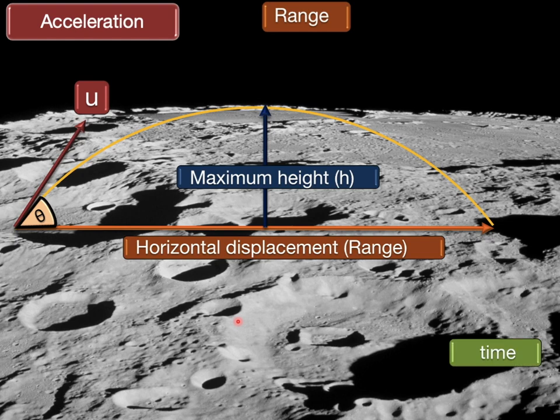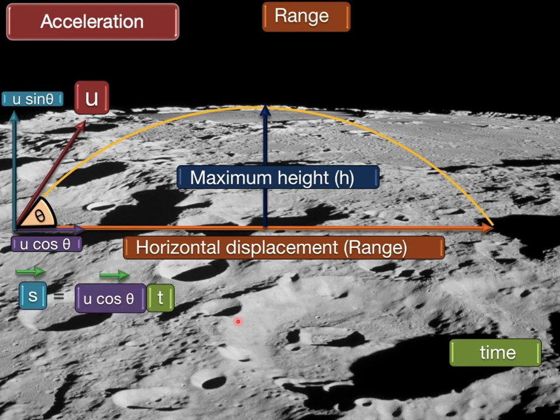The only difference between Earth and Moon is the acceleration. The acceleration on the Moon's surface is less than that of the Earth. So let's see how this difference affects the motion. I'm going to find what happens to the range first, and this is the only equation. u doesn't change, theta doesn't change. I'm not sure about the time, so let's find out what happened to the time.